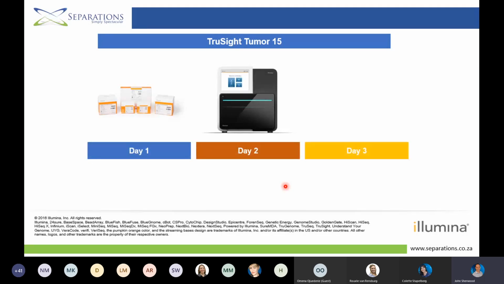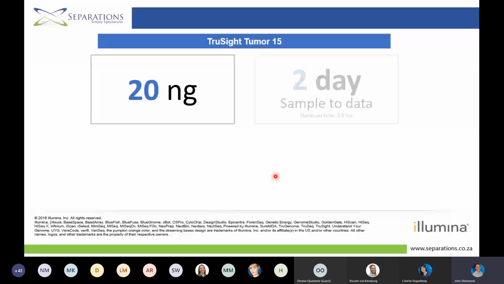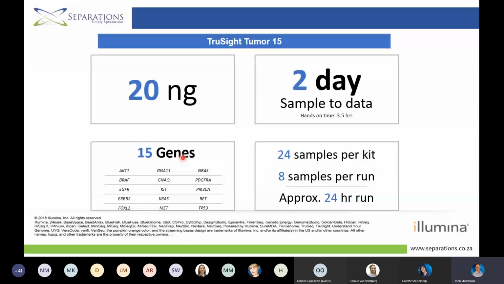Then last, we're just going to focus on the tumor, the TrueSight Tumor 15. Once again, you're looking at a 3-day analysis from sample to data. These are the 15 genes that you're analyzing. Again, it's only a 2-day period, very little sample input volume that's required. And you're looking again at 8 samples per run for a total of 3 runs per kit.